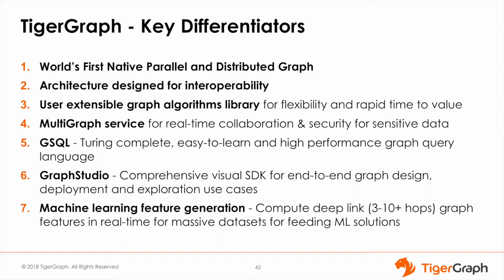Let's look at key differentiators for third-generation graph. TigerGraph is the world's first native parallel and distributed graph. Its architecture is designed for interoperability, has a user-extensible graph algorithms library, provides multi-graph service, has its own query language, GSQL, which is Turing complete and easy to learn, and has GraphStudio, a comprehensive visual software development kit for end-to-end graph design, deployment, and exploration use cases, and allows for machine learning feature generation.